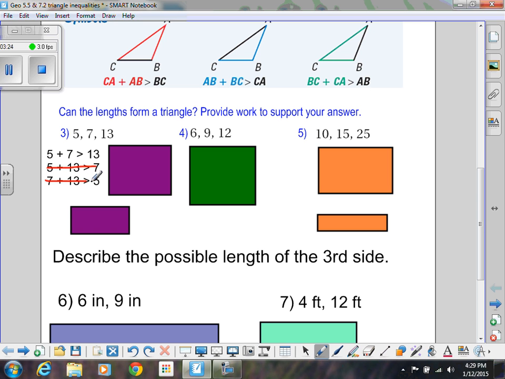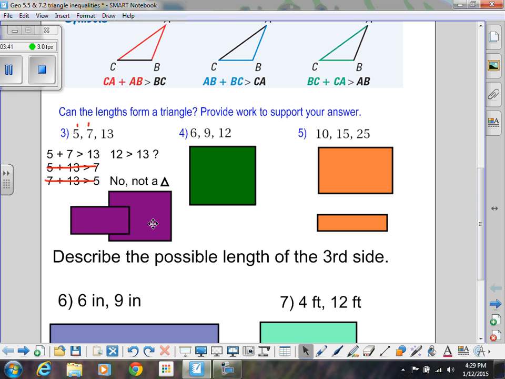We really just have to test if the 2 smallest sides, so these 2 are the 2 smallest sides, we need to add those up and make sure they're bigger than the biggest side. So let's do that. So is 5 plus 7, that's 12, is that bigger than 13? Absolutely not. So that doesn't make a triangle. In fact, what happens is we have this bottom side would be 13, and then we have 5 and 7. They don't quite meet up. So it's like it wants to be a triangle, but it's not quite.